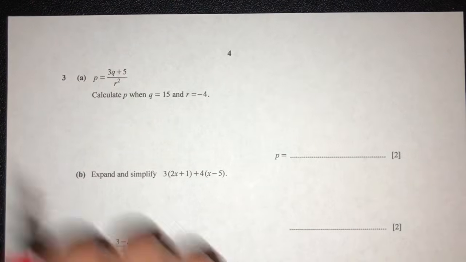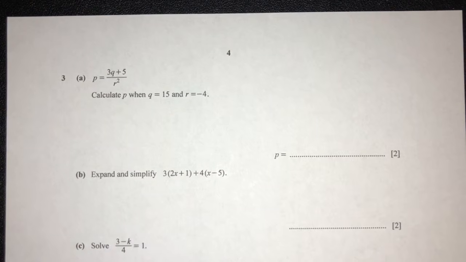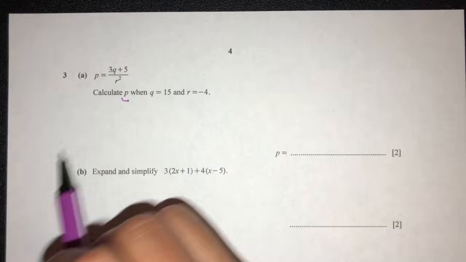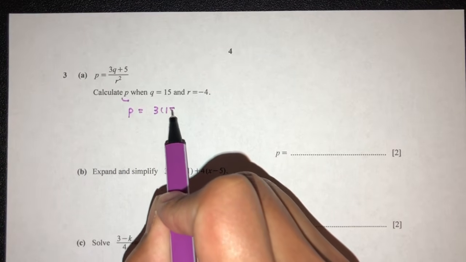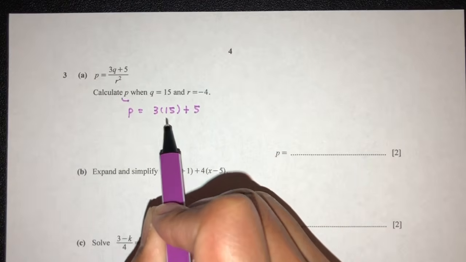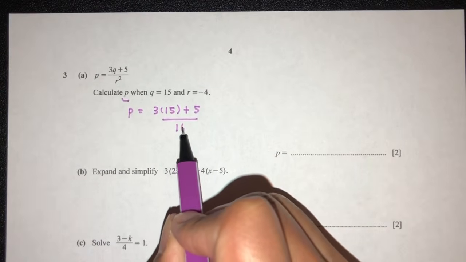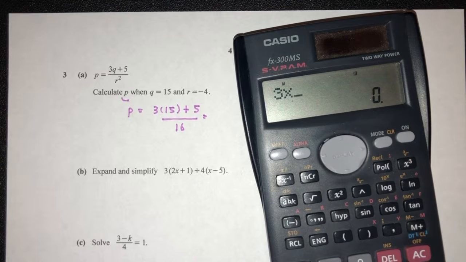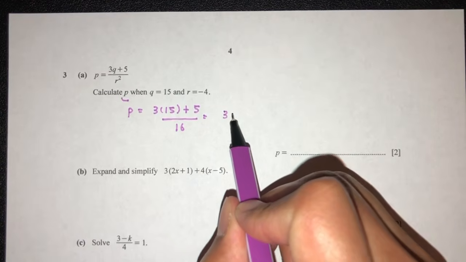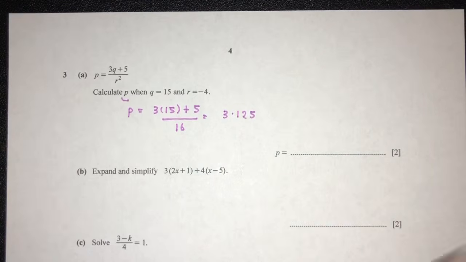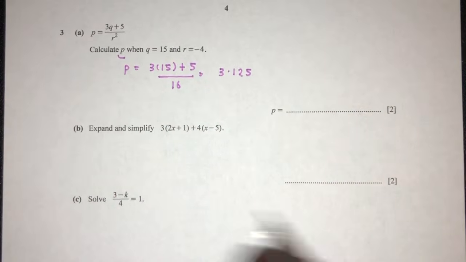Now let's move on to question number 3. So here we have part A. Here we have to find the value of P when Q is this and R is this. So P will be 3 times Q, that will be 15, plus 5 over the value of R squared, that will be 16. That will be 3 times 15 plus 5 divided by 16. That will be 3.125.